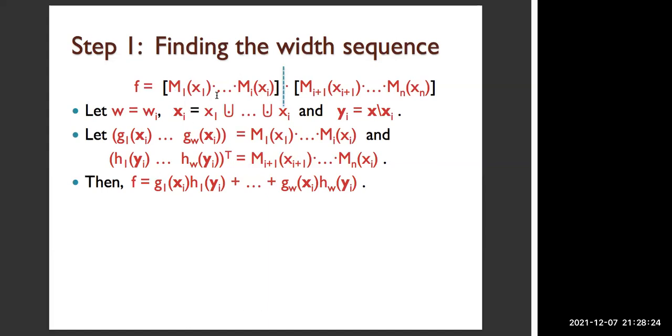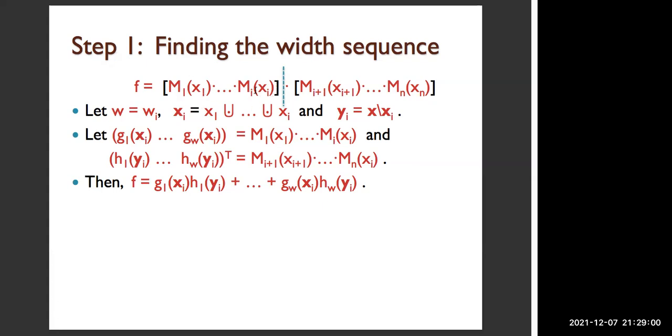So here is your product, M1 through Mi, and Mi plus 1 to Mn. Just divide it somewhere in between, say at the ith position. And call that width there, which is basically the number of columns of Mi and the number of rows of Mi plus 1, W, for the convenience of notation. And let bold x be the variables from x1 to xi, this set, and bold y be the remaining variables.